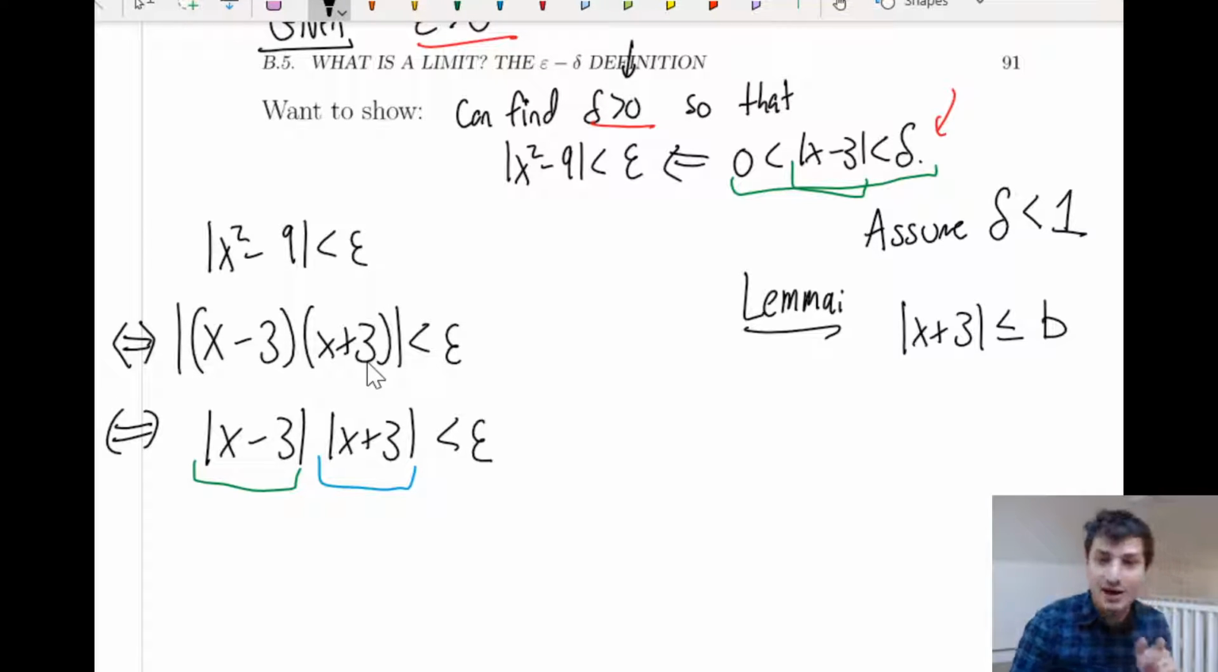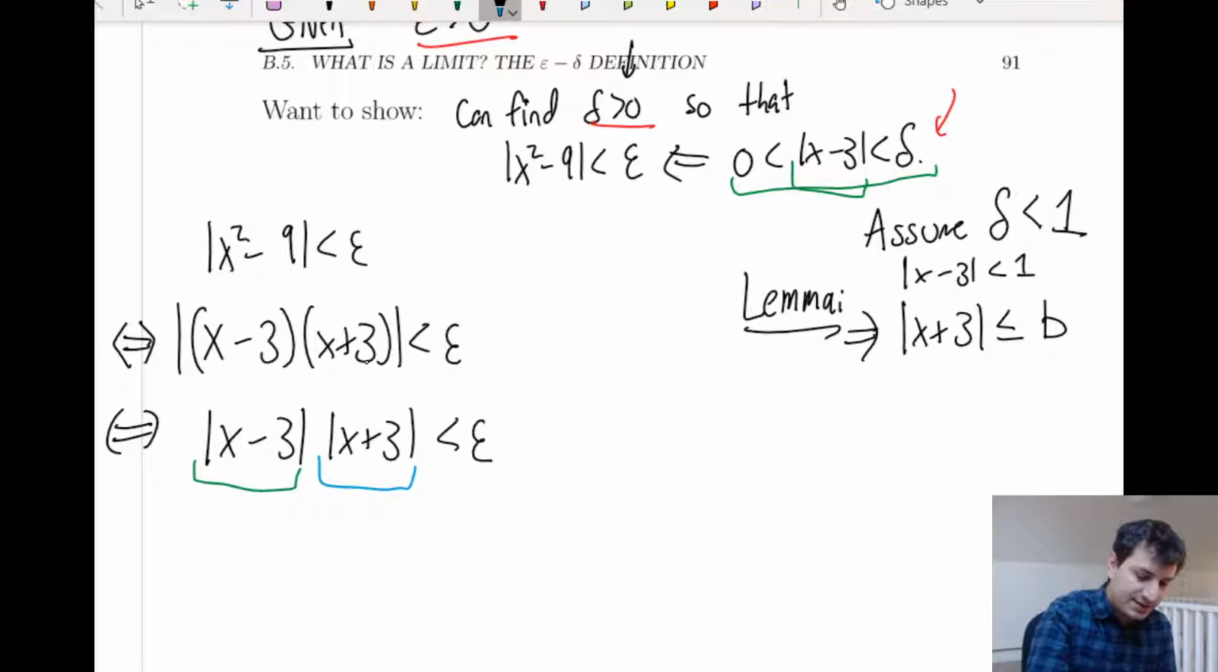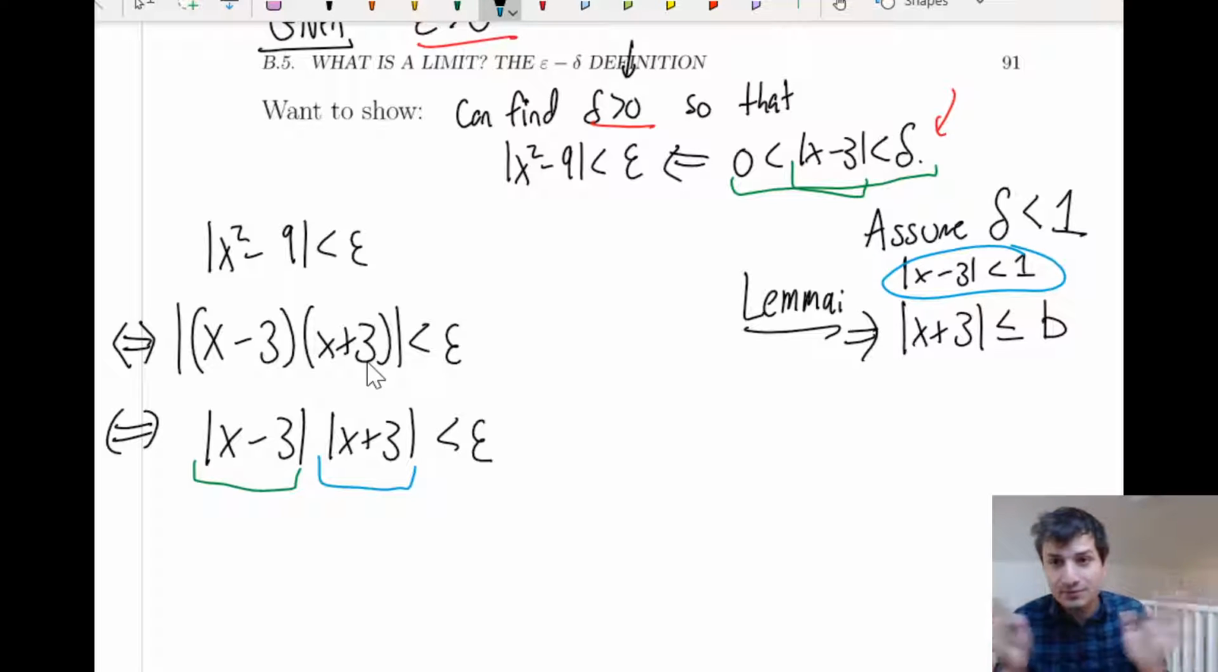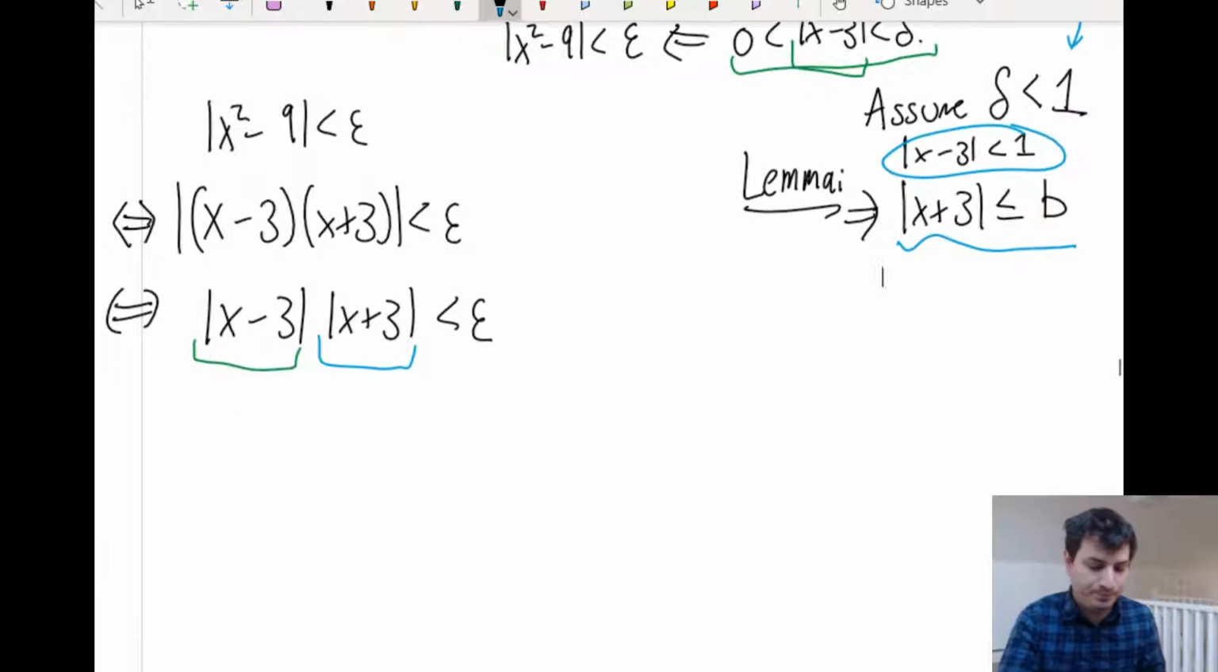So our lemma is not just going to say x plus 3 less than b. What it's going to say is, if x minus 3 is less than 1, then x plus 3 is less than b. This extra part is called a constraint. We're only looking at some x values, and we're going to have to justify this assumption on delta. But by looking at only some x values, we can find a bound on x plus 3, which is what we want.